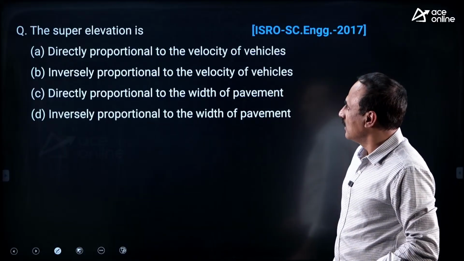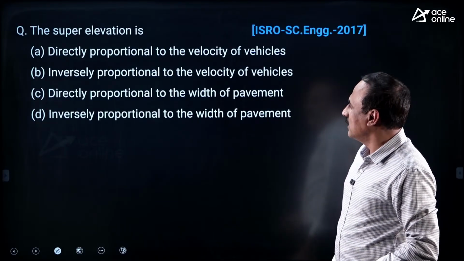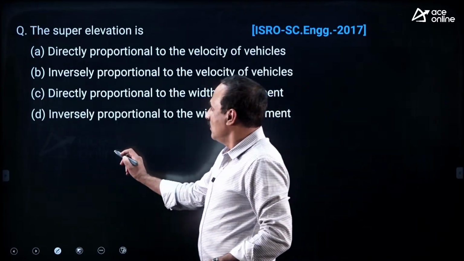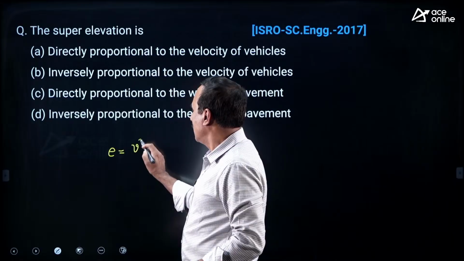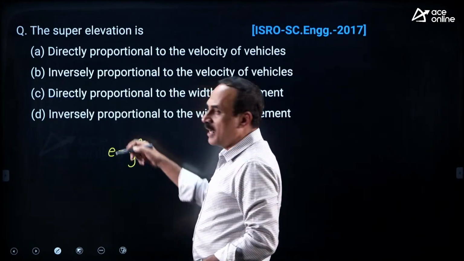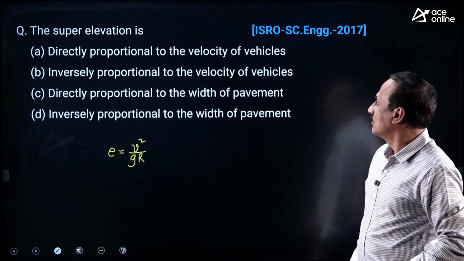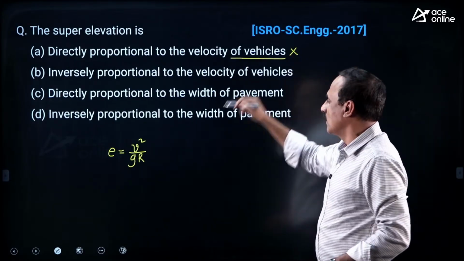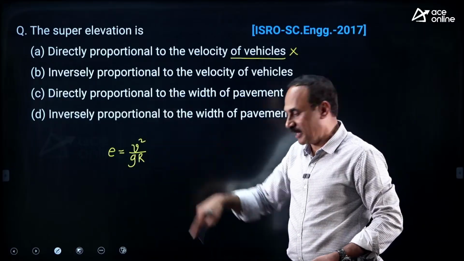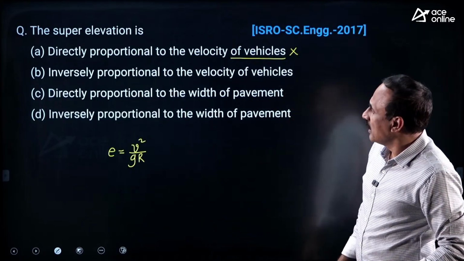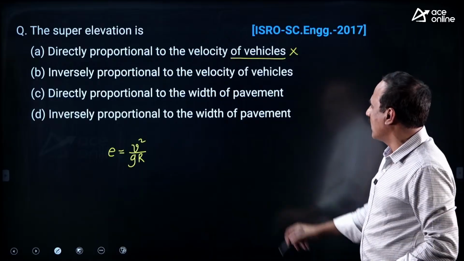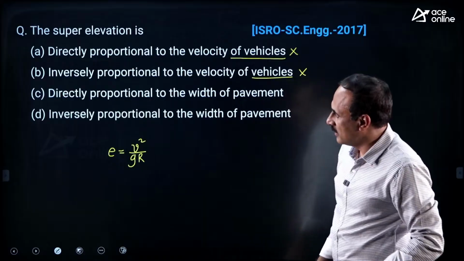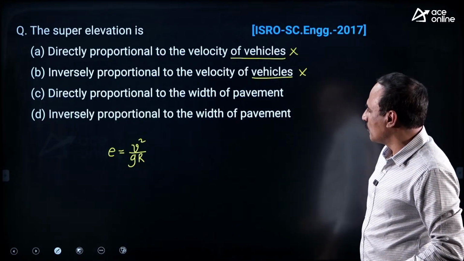See this question, read it and give me the answer. Super elevation is, first write the formula and try to correlate. Directly proportional to the velocity of vehicles? No, wrong. It is directly proportional to square of the velocity. Inversely proportional to velocity of vehicle? No. Velocity is in the numerator only, not in the denominator. Directly proportional to the width of the pavement?